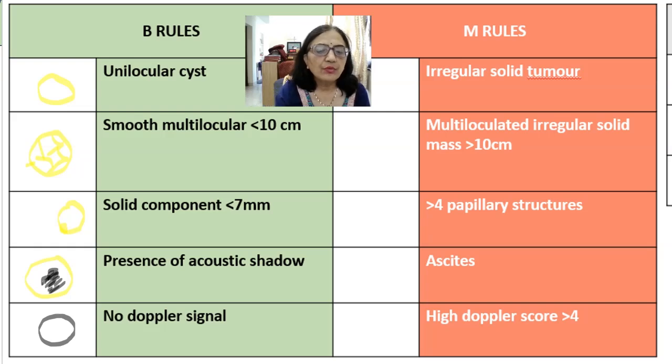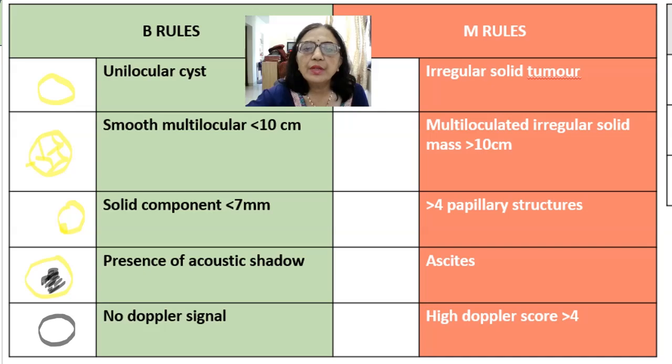So these are the five. First is a presence of this unilocular cyst. Second is multilocularity but smooth surface, size less than 10 centimeters, solid component less than 7 millimeters, presence of acoustic shadow and no Doppler signal. Now coming to the M rules, there are five rules in this suggestive of malignancy also.